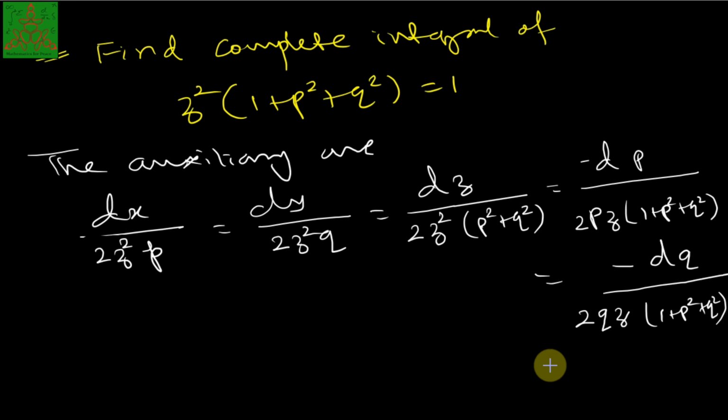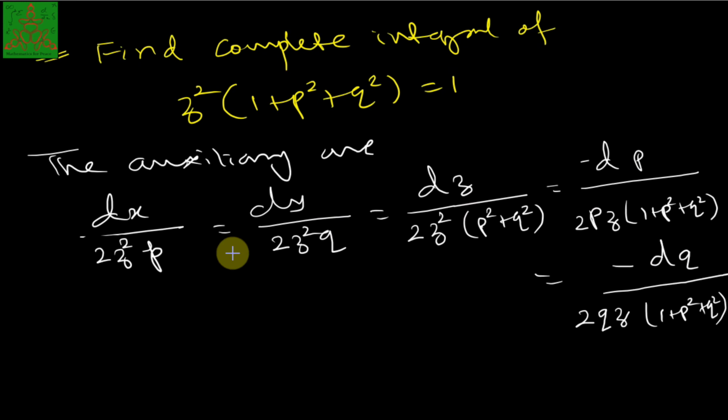Now here either you can compare these two or you can combine these two equations and establish something, and we need to have only one solution. You can just observe that in the last two equations this 1 plus p square plus q square will get cancelled out, 2z is also cancelled, so everything is in terms of p and q.